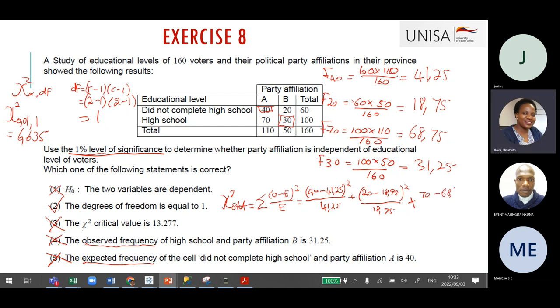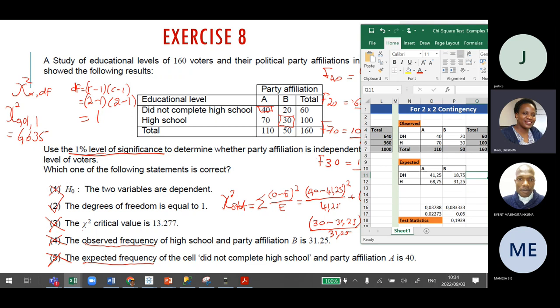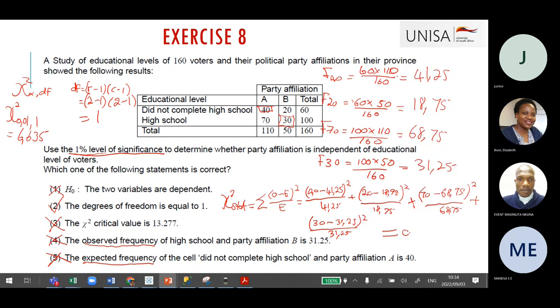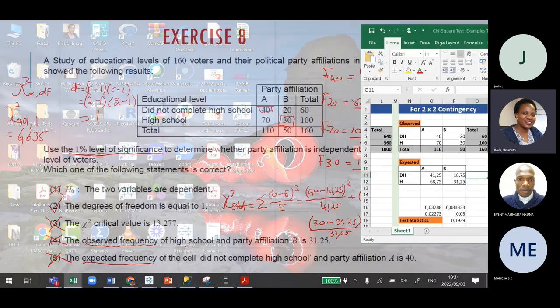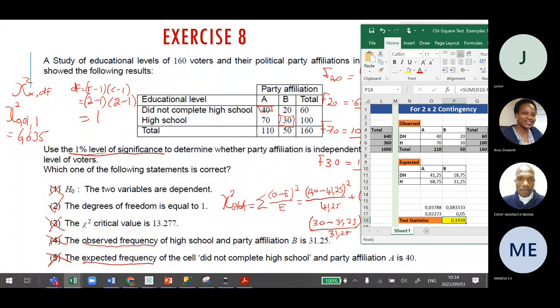minus 68.75 squared divided by 68.75 plus, and then you do the last one, which is 30 minus 31.25 squared divided by 31.25. And once you have the answer here, it would have given you the test statistic of 0.1939. And that would have been your test statistic, which is the same as the value that we have here. And that's how you would answer the questions.